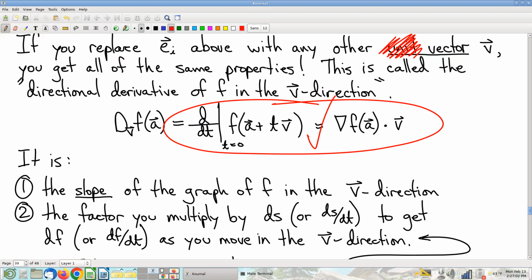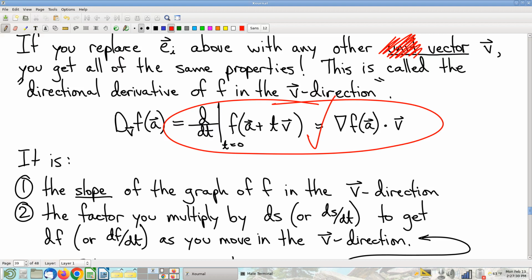Then, well, a plus tv describes my motion in the domain, and this says compute the rate of change of the function as I move with that velocity in the domain. This is a very natural object, even for non-unit vectors. And it is computed by this very handy formula, even for non-unit vectors. So, in these other contexts, this is referred to as a directional derivative.